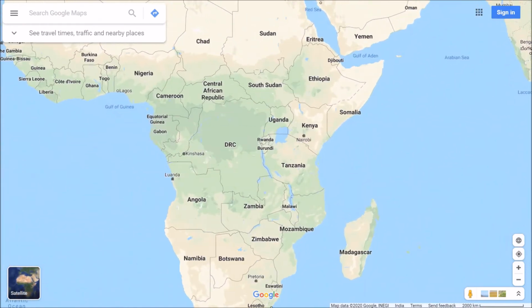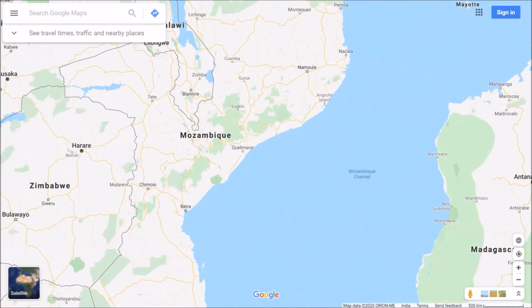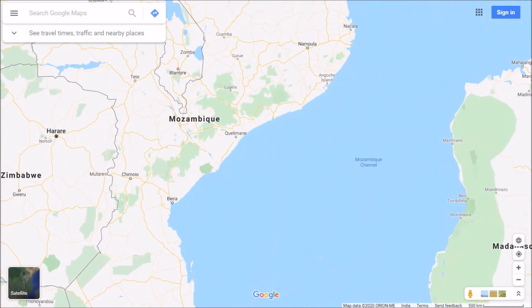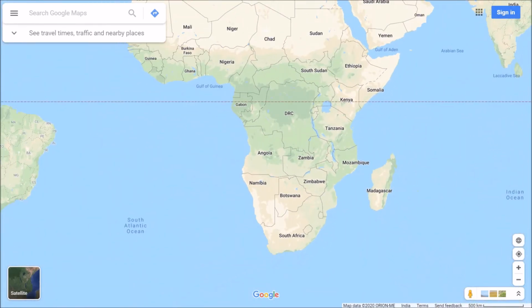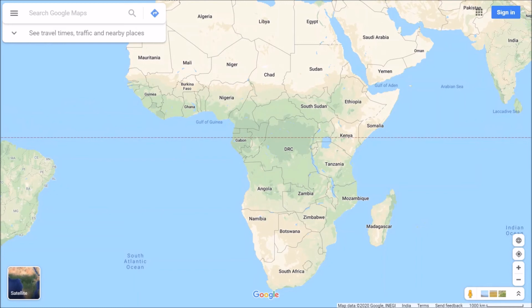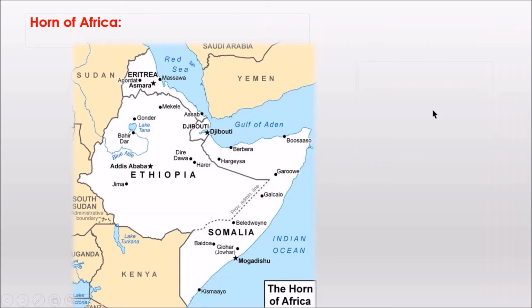Now another thing you need to remember is the Mozambique Channel. The Mozambique Channel is important because this is the water body which exists between the African continent and the island of Madagascar. Alright, so this part, Horn of Africa.